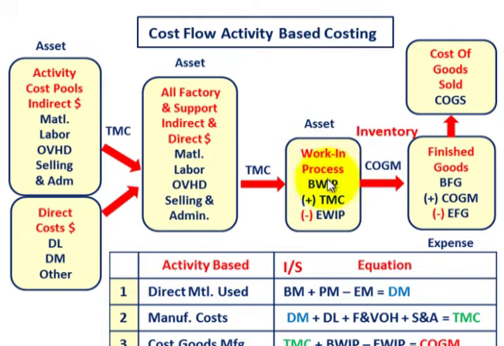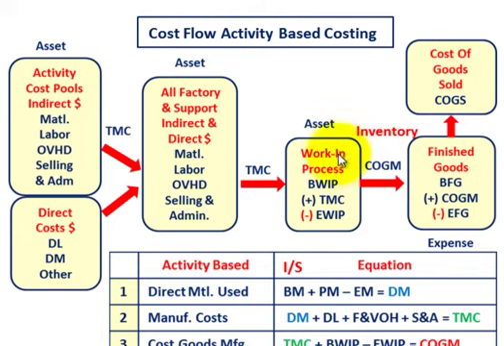So we take our beginning work in process, add to it all the total manufacturing costs for the period, subtract out our ending work in process. That's going to give us our cost of goods manufactured. So that's our inventory, our work in process plus our finished goods. For our finished goods, just take your beginning finished goods, add to it total cost of goods manufactured, subtract out your ending finished goods. That's going to give you your cost of goods sold that you're going to be expensing for the period.